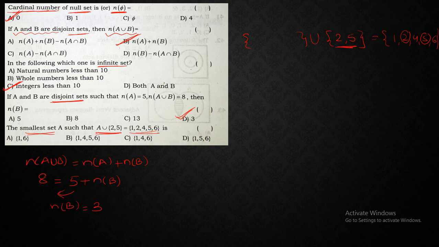So I need 1, 4, 6. When I fill in 1, 4, 6, then I can simply say this is the smallest set A. So what is the answer then? Set of 1, 4, 6. If he asks about the largest set, then what will you consider? This whole set you can take as the largest set, right?